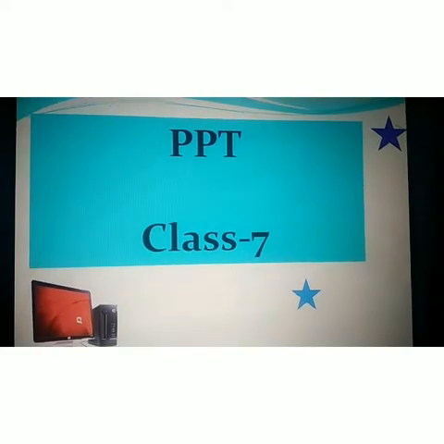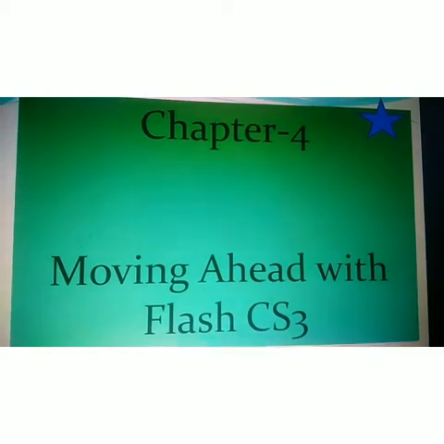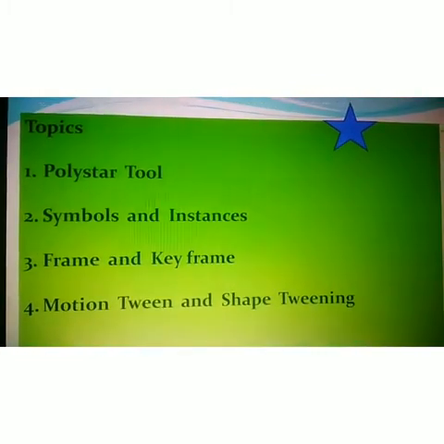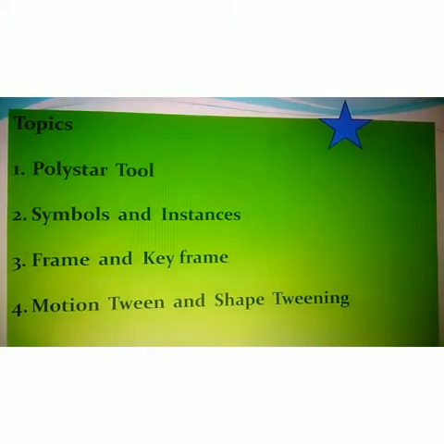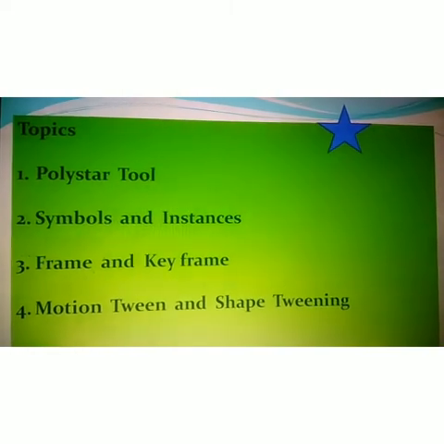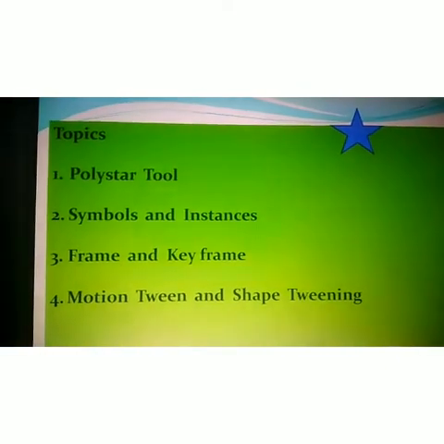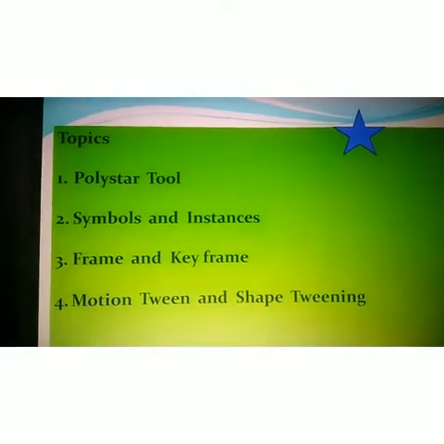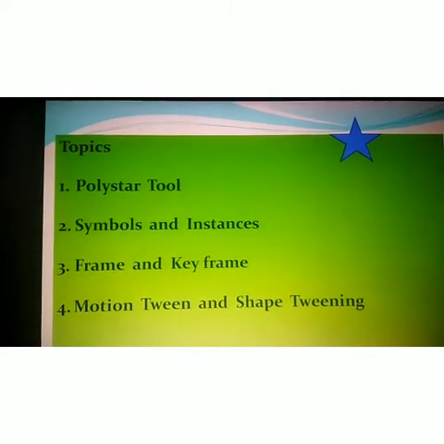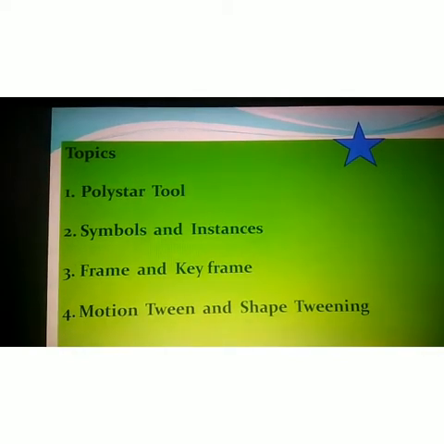Class 7th, your chapter number 4th, Moving Ahead with Flash CS3. In the last class, students, we discussed these topics: Polystar tool, symbols and instances, frame and keyframe, motion tween and shape tweening. Students, the Polystar tool is grouped with the oval and rectangular tools. We know very well it works in quite the same way, and this tool helps to create polygons and stars with up to 32 sides.